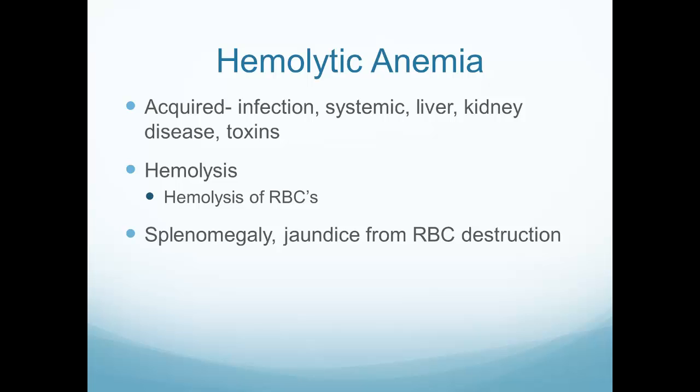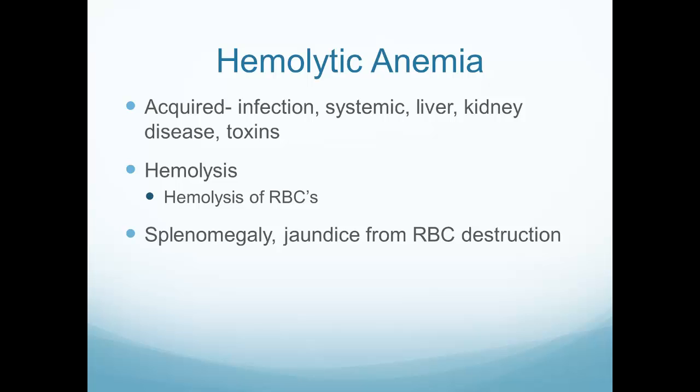Hemolytic anemia is another type, in which the patient is actually destroying their own red blood cells. There's a hemolysis of the red blood cells. They're destroying their own red blood cells. And this could be caused by an infection, some kind of systemic disease, a toxin, or it could be maybe hepatomegaly.